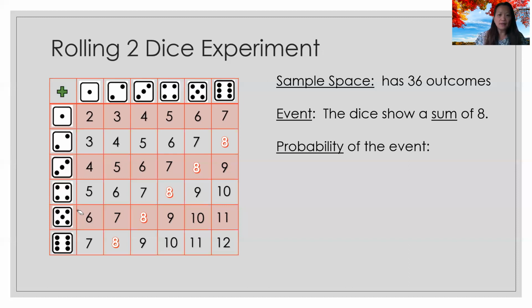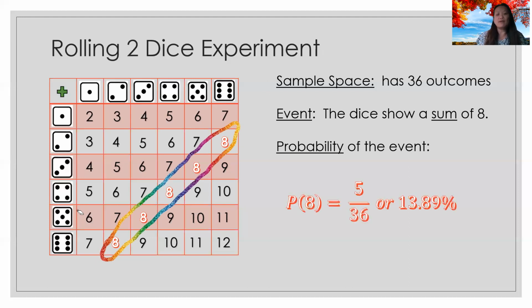So then the probability of getting a sum of 8 is, we would say 1, 2, 3, 4, 5 out of 36. And 5 out of 36, we would say, when you divide that, is roughly 13.89%. Okay, and that's the probability of rolling 2 dice and getting a sum of 8.